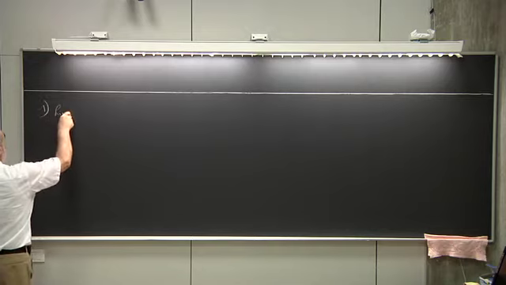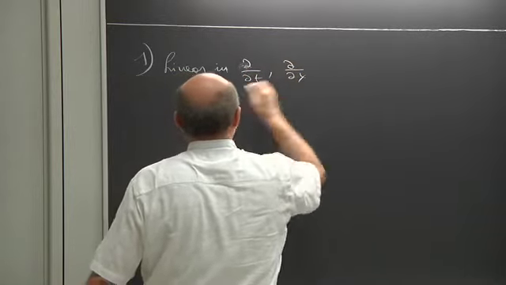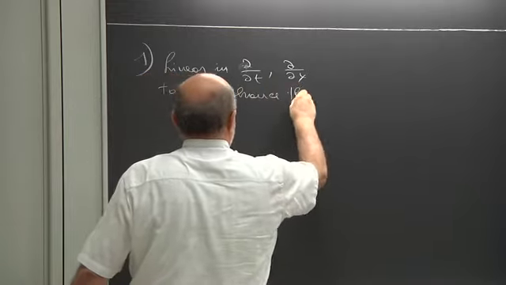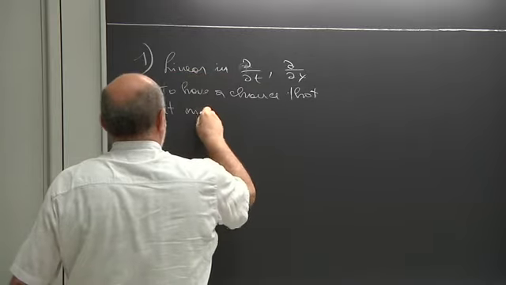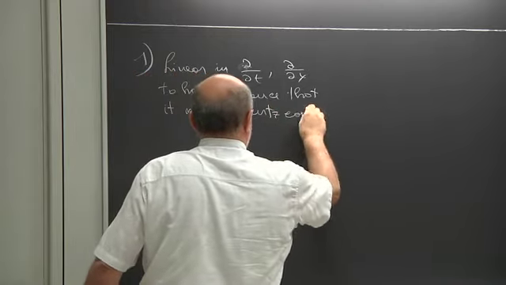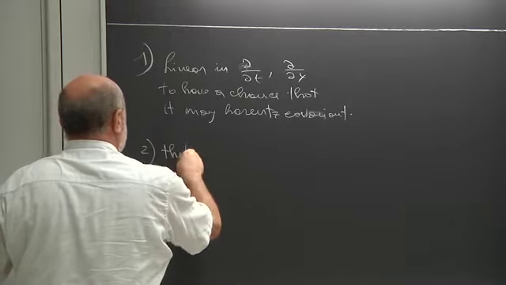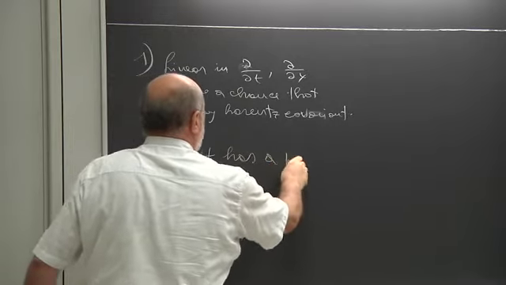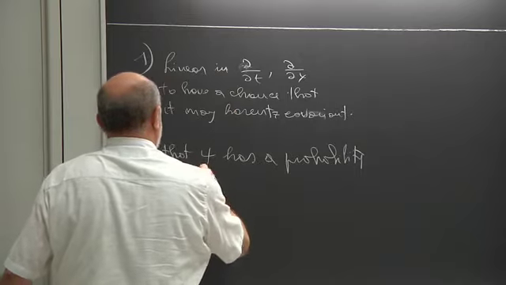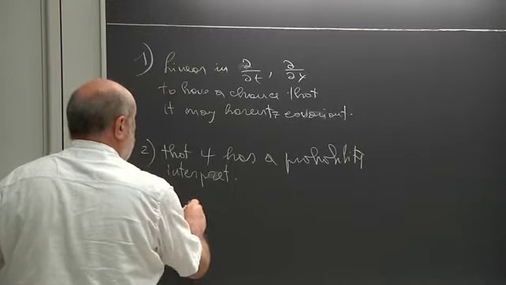He wanted it linear in the derivative with respect to t and the derivative with respect to x, to have a chance that it might be Lorentz covariant. That was the first condition. Second, that psi has a probability interpretation. Third, that it is... So these are the three requirements.